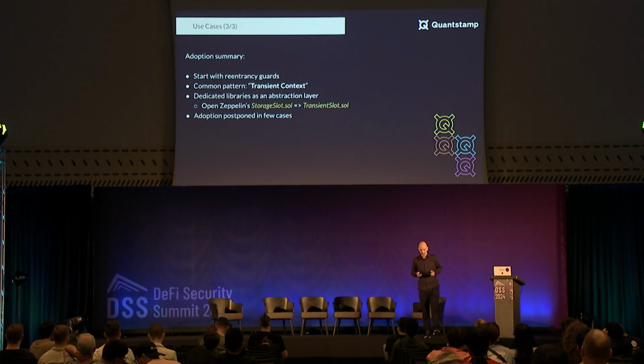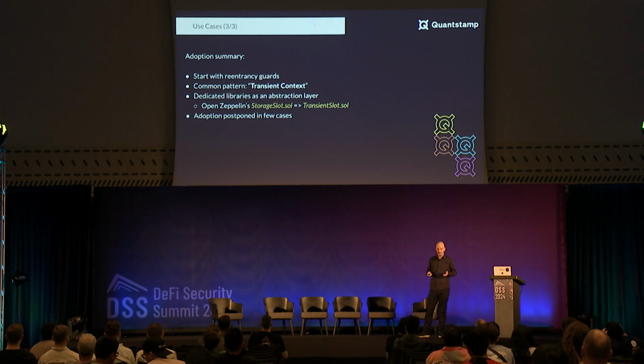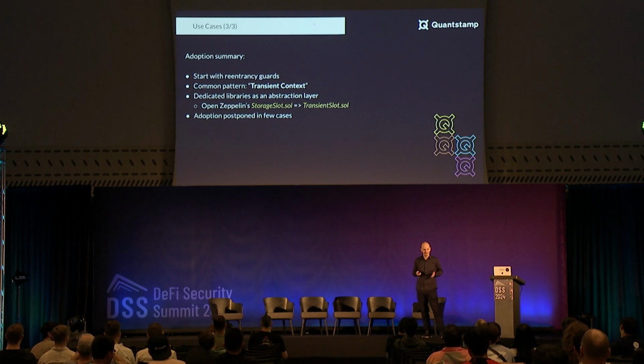As an adoption summary, most of the projects start using it with transient reentrancy guards. Then there is a common pattern for more complex use cases where you use transient context. Transient context, it's a set of transient storage variables that are used together in a consistent way. Most of the code bases also use dedicated libraries to manage their transient slots. And here is the OpenZeppelin TransientSlot.sol library as an example. And the adoption has been postponed in some cases. For instance, in one case, the rest of the code base was not ready for the Solidity compiler version 0.8.24.